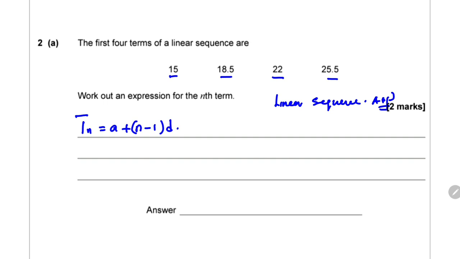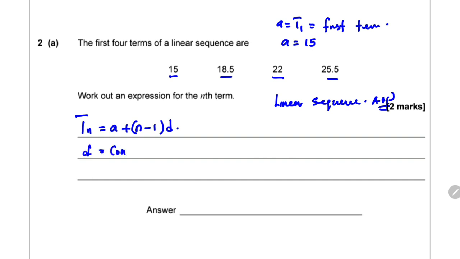Now what you are asked to look for is the nth term, which is Tn. So Tn is the nth term. Now I need to find my A and my D. A is the first term. A is T1 and is also called the first term. Now in this case, A is equals to 15. So I need to get my D. Now my D is what we call the common difference.